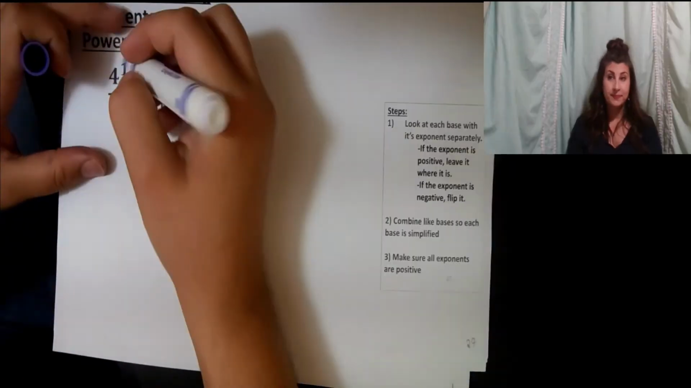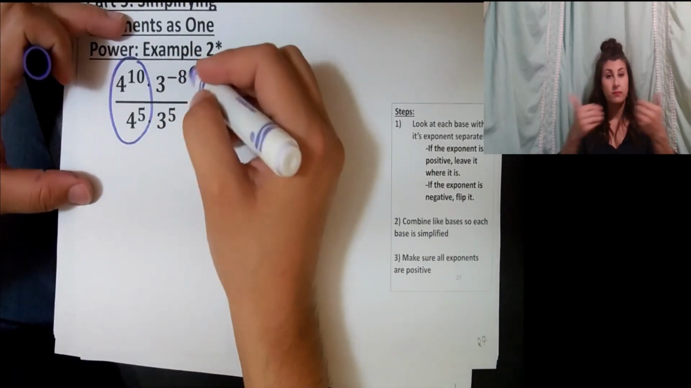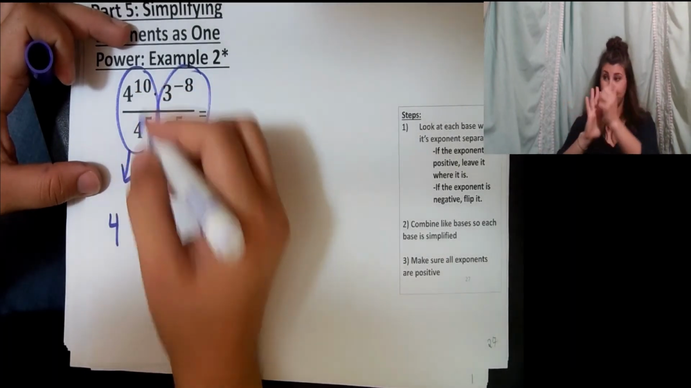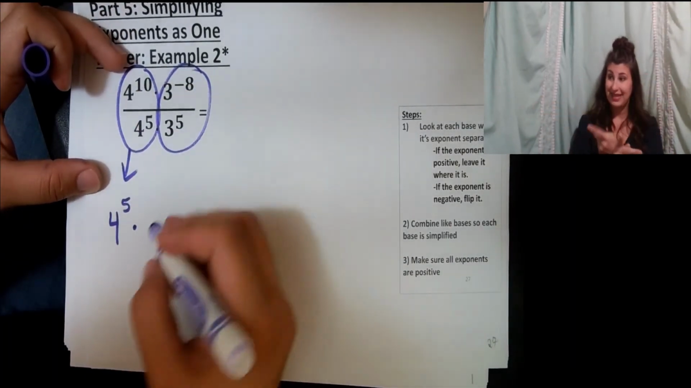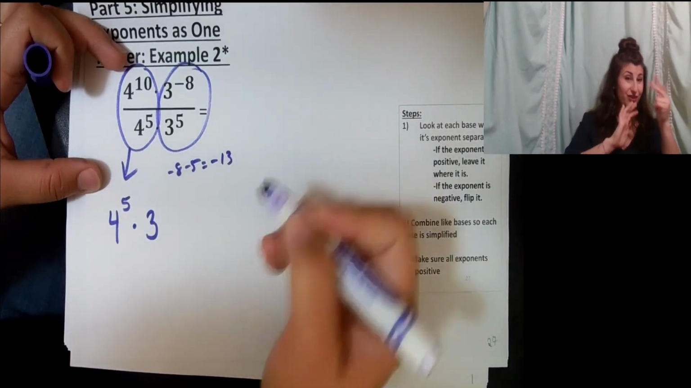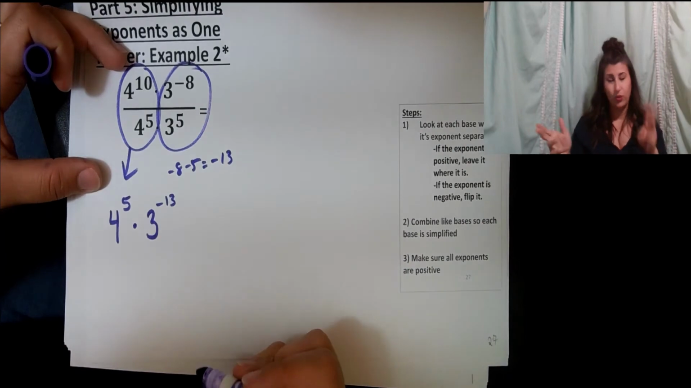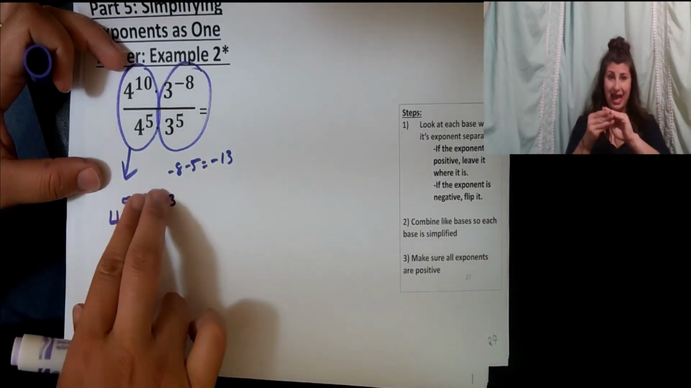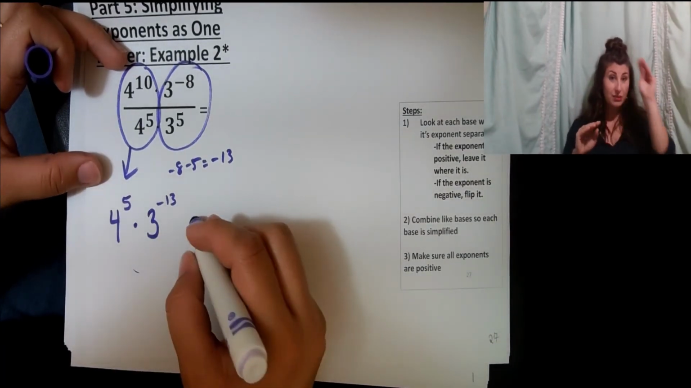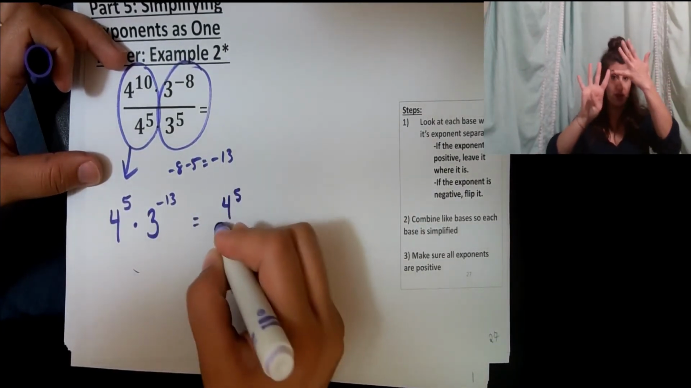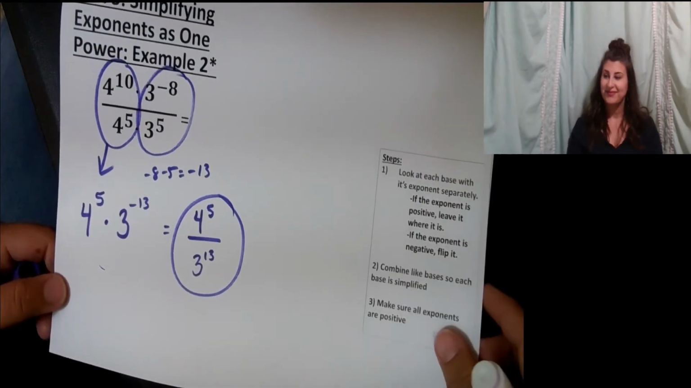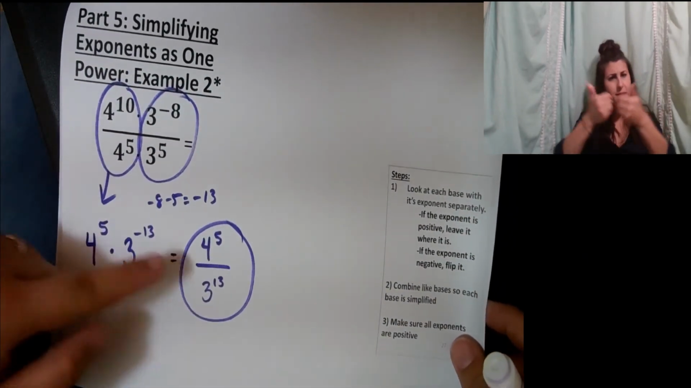Okay, now let's look at this one. Here I have 4, and then 10 minus 5 is 5, times 3, and negative 8 minus 5 is negative 13. Okay, well, I can't put these together. I can't add those because these bases are different, but this is a negative exponent, so I'm going to move it to the bottom. And that's going to be 4 to the 5th over 3 to the 13th. There we go. So look at them separately, and that will help.